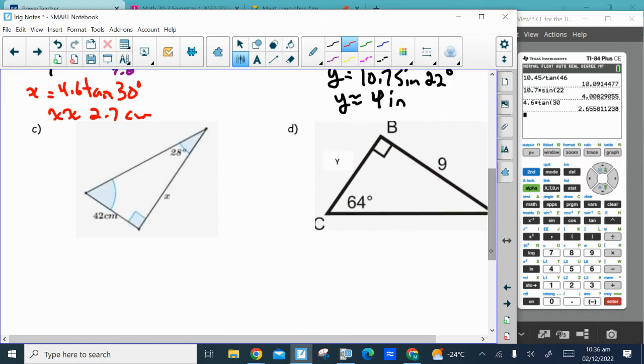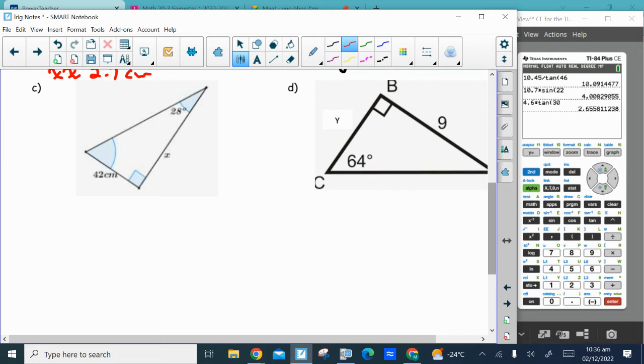Okay, looking at question C. Start by labeling the sides. Your right angle is in this bottom right-hand corner. The side across from that is the hypotenuse. You're given this angle up here to be 28 degrees, so you're going to use that. Side across from that is the opposite. Third side is the adjacent. Triangle must be labeled this way.